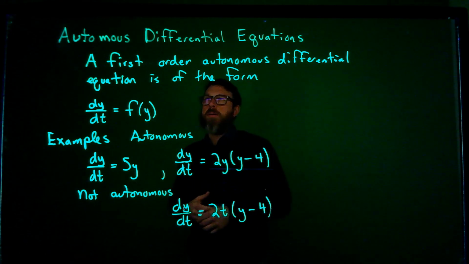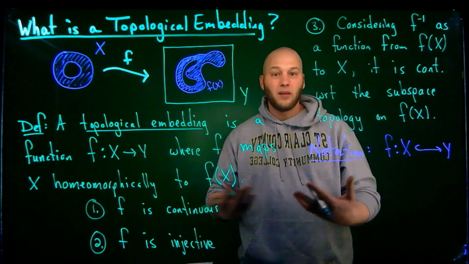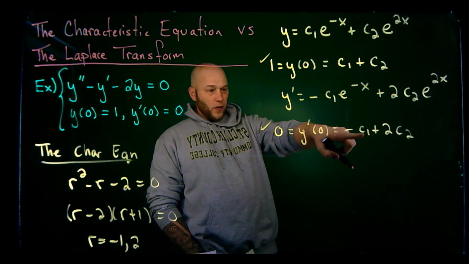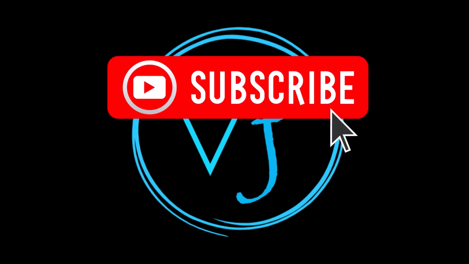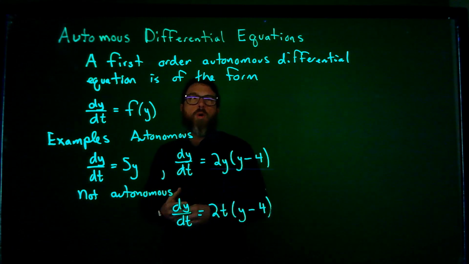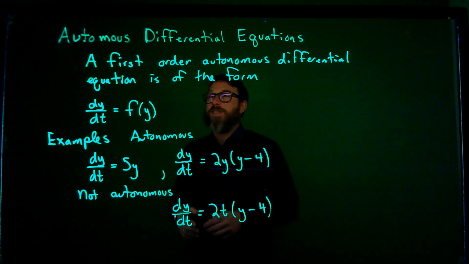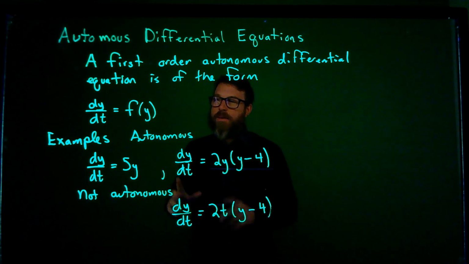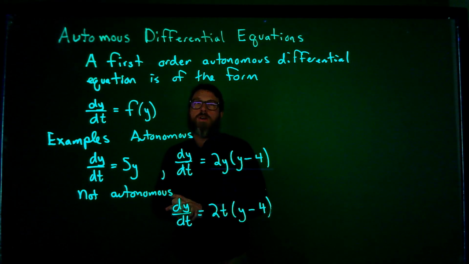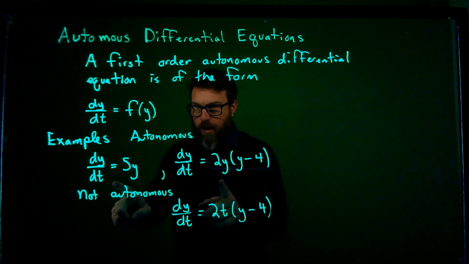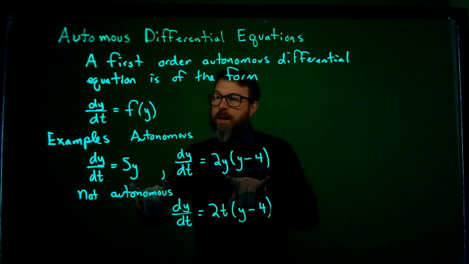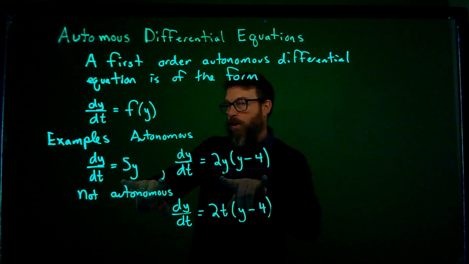I'm Professor Van Hamlin, and I'm going to cover autonomous differential equations. A first-order autonomous differential equation is in the form dy/dt equals just a function of y. I have a couple of examples of first-order autonomous differential equations right here. These are first-order because they only contain first derivatives. They're autonomous because they only depend on y.